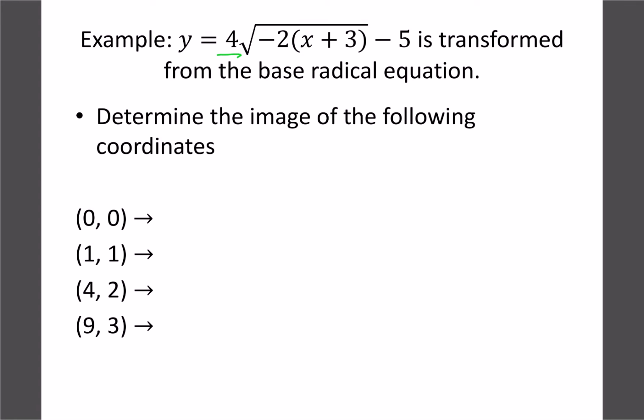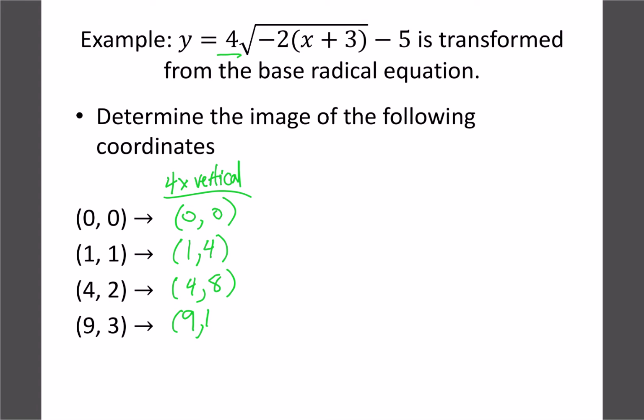So the 4 in the equation means we're doing a 4 times vertical stretch. So that means we're actually just timesing the y coordinate by 4. So we can just do that with each coordinate. So 0 times 4 is still 0, 1, 4, 4, 8, and our last one will be 9, 12. We times each y coordinate by 4.